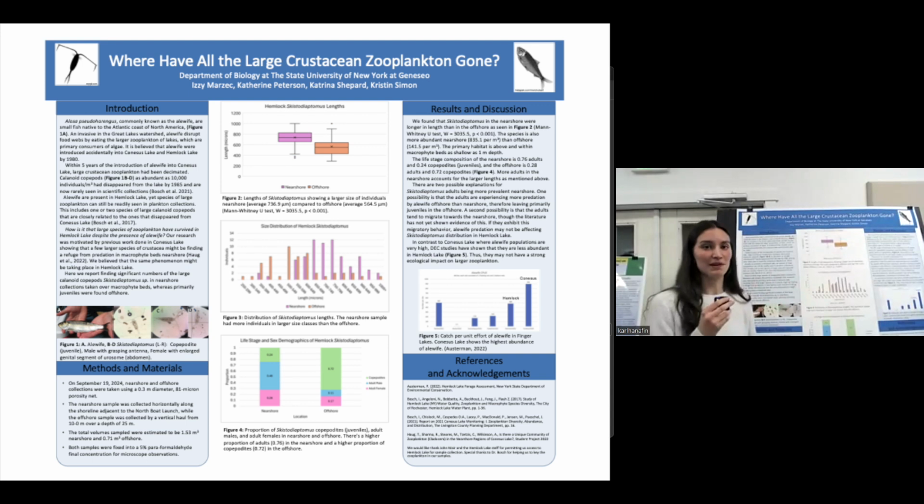A previous study found that in Conesus Lake, with the introduction of alewife, the populations of large crustacean zooplankton were essentially wiped out. Another previous study found that some large crustacean zooplankton could still be found near shore in Conesus Lake, in some of the macrophyte beds, which are just the plant beds near shore. So we took a look to see if this was also happening in Hemlock Lake, looking at a species of large crustacean zooplankton, specifically Schizodiaptomus.